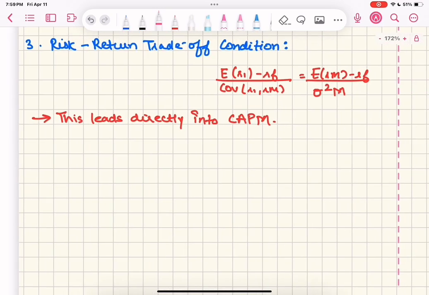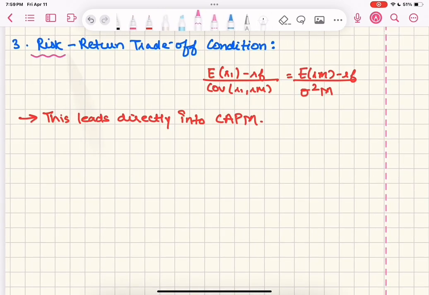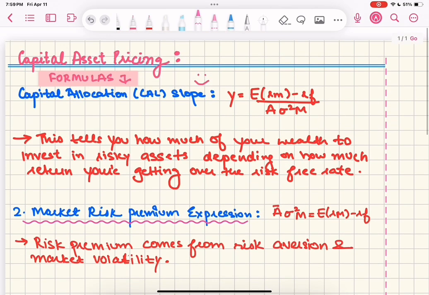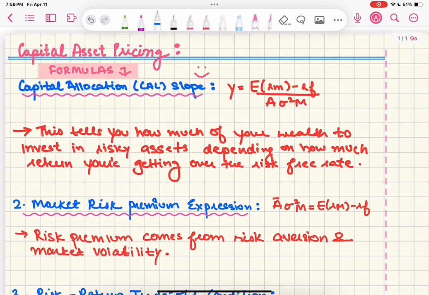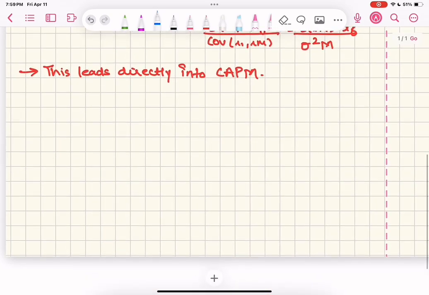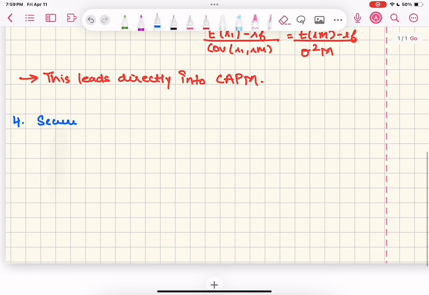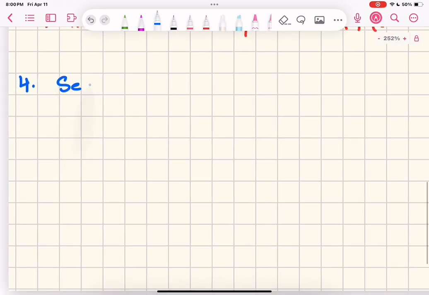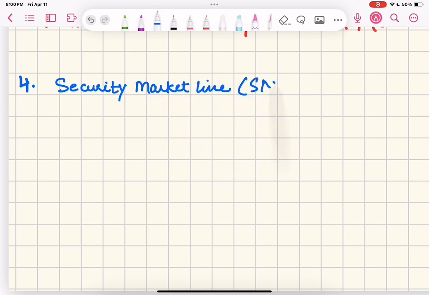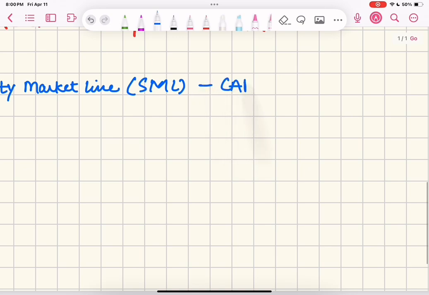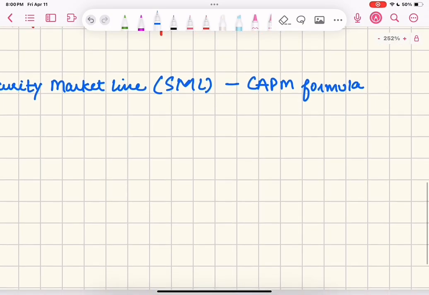Dive into another formula that we're going to talk about today. Security market line, SML, or the CAPM formula. So now we are at the heart of it, the security market line. Okay, so let's talk about the formula in here.